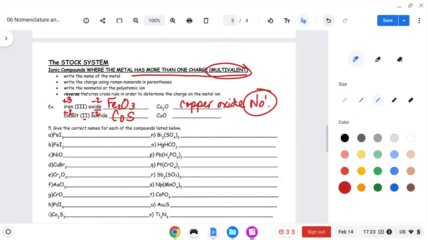So the way we do this is we reverse the crisscross rule. So if I am taking a look at this formula, we don't write it in, but we know that there's a 1 there after the oxygen. So we kind of reverse that and we say, okay, copper should have a charge of +1, and then oxygen should have a charge, not +2, but -2.